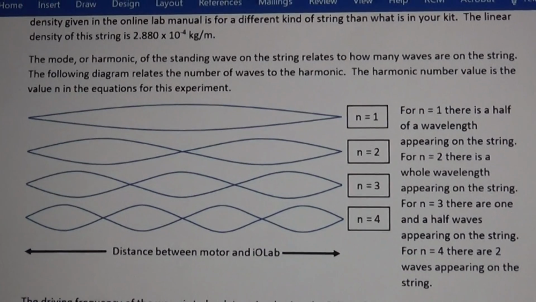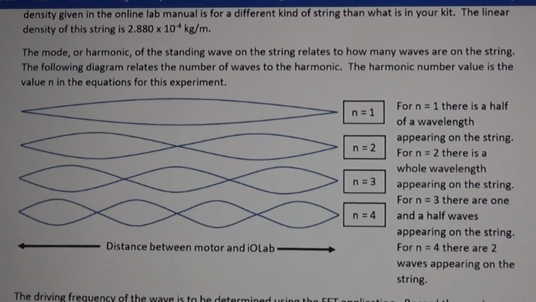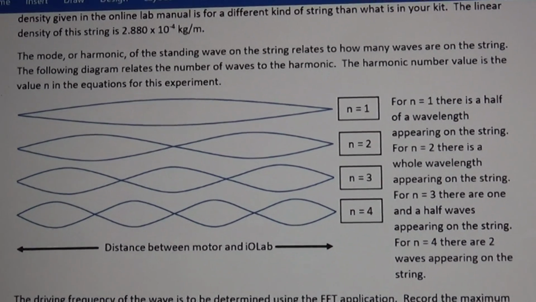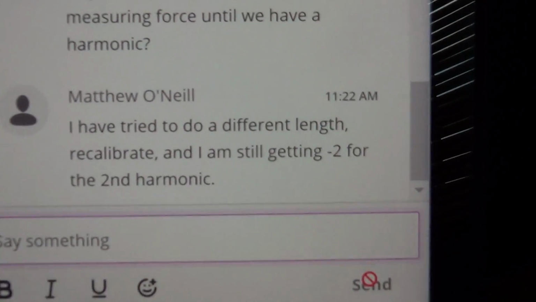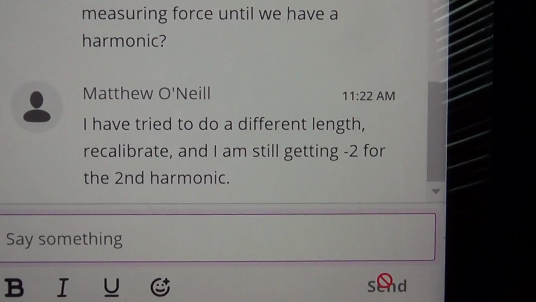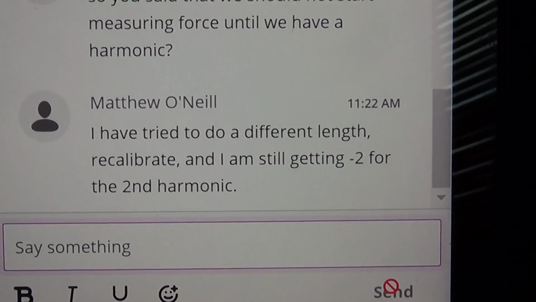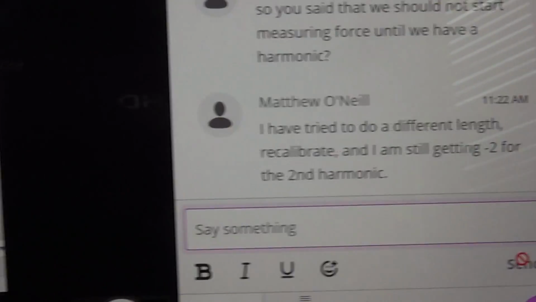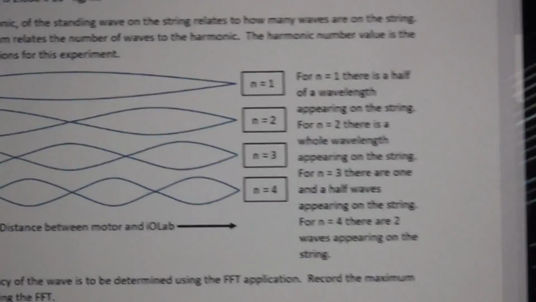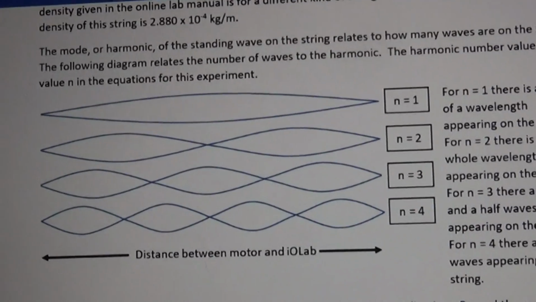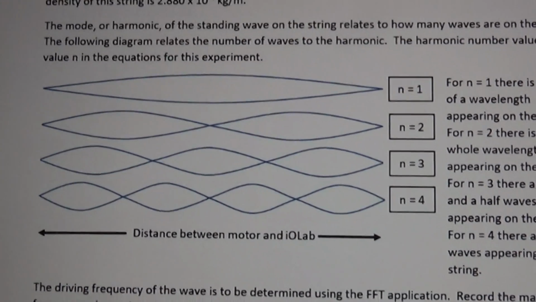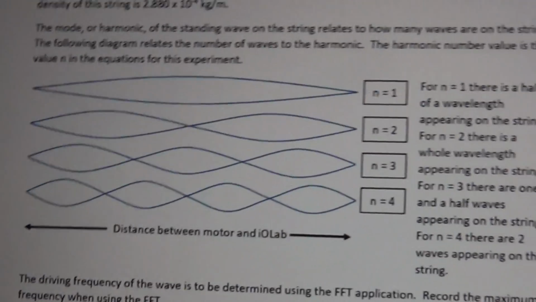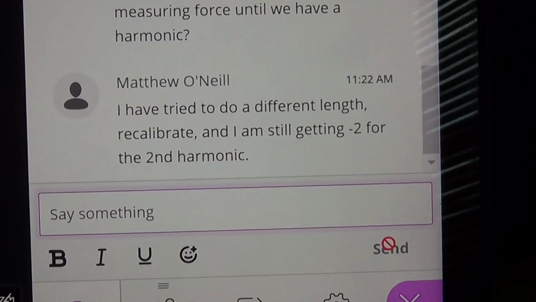Okay, so we started at 10:10, it's now 11:22, so we've been going for an hour and 12 minutes. And Matthew, I've tried a different length, recalibrated, and I'm still getting -2 for the second harmonic. Even if you pull even harder, Matthew, increase the tension. Now, I believe if you have -2 for the n equals 2, then you're not going to get good data.